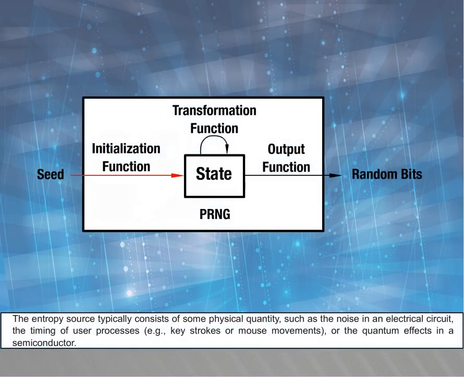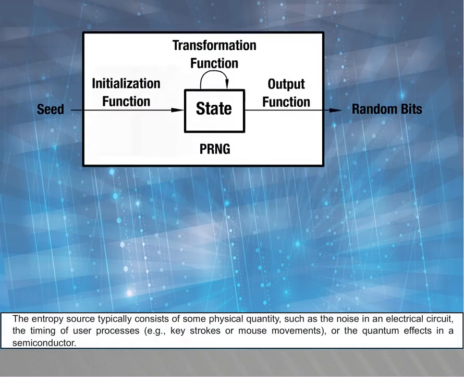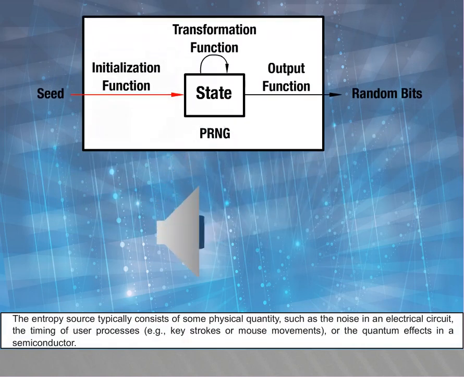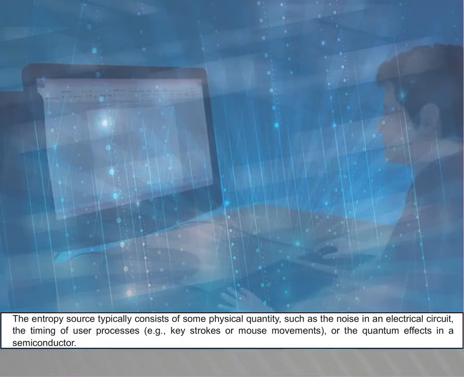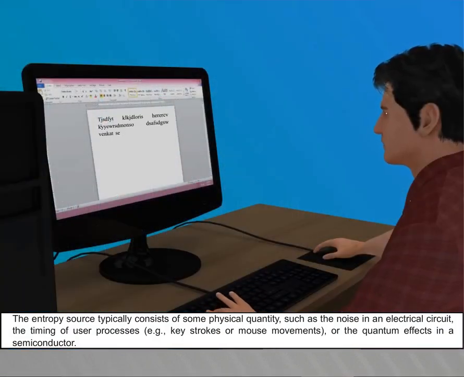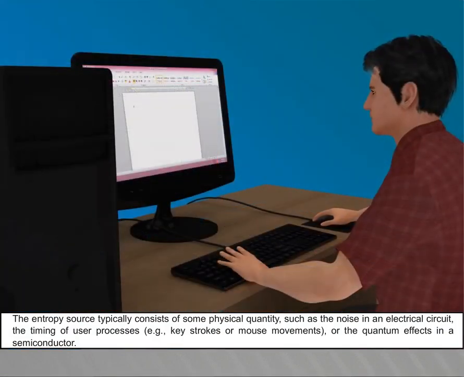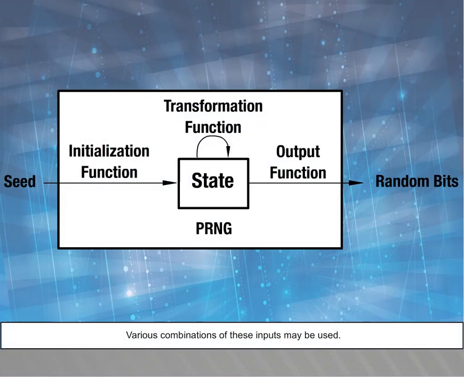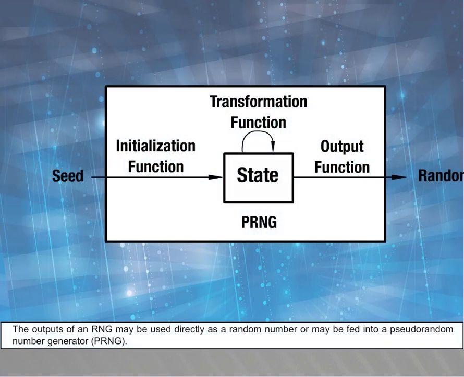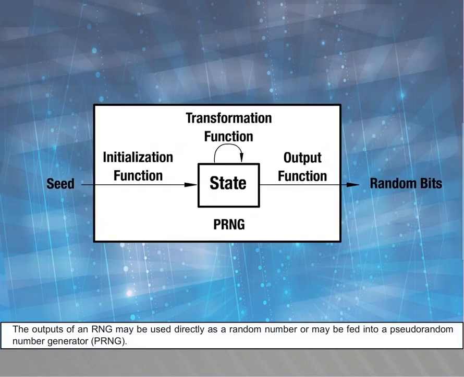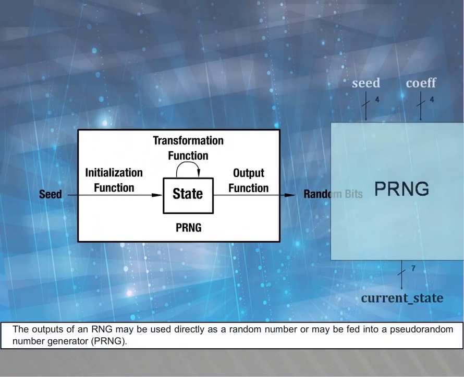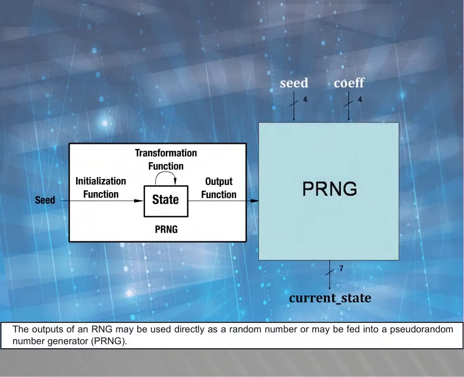The entropy source typically consists of some physical quantities such as the noise in an electrical circuit, the timing of user processes, for example keystrokes or mouse movements, or the quantum effects in a semiconductor. Various combinations of these inputs may be used. The outputs of an RNG may be used directly as a random number or may be fed into a pseudo-random number generator, PRNG.